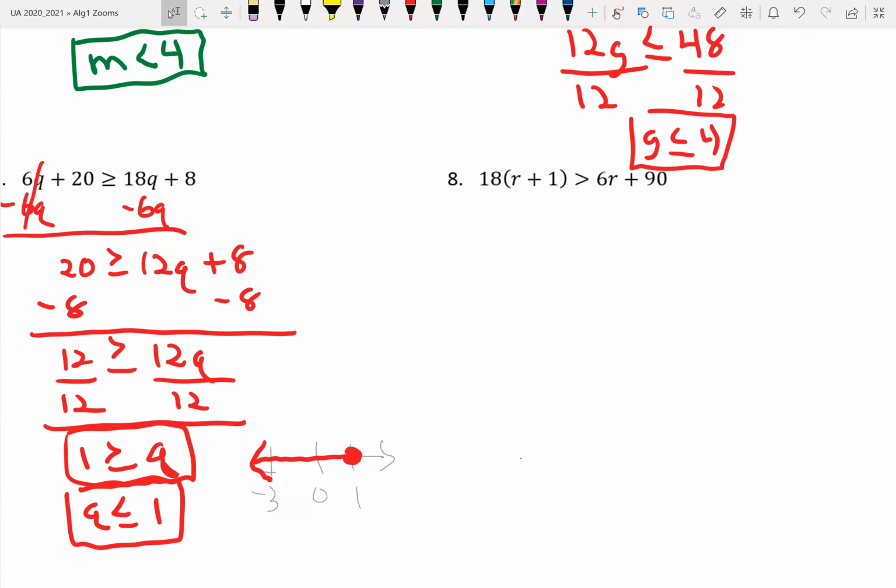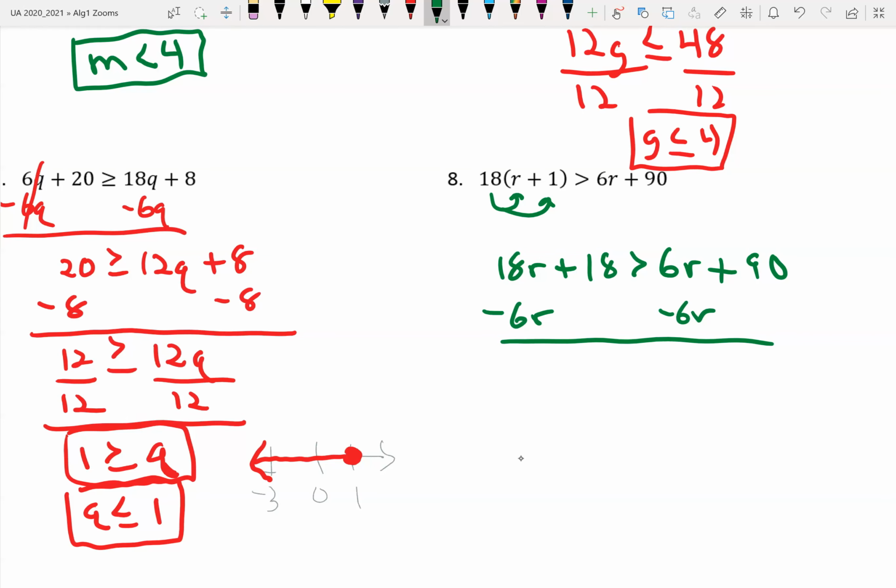Number 8. Begin by distributing. Connected means multiplied. 18 times r is 18r, preserving that operator. 18 times 1 is 18. From here, it is very similar to the one on the right. Subtracting 6r on both sides. Left-hand expression, 12r plus 18.